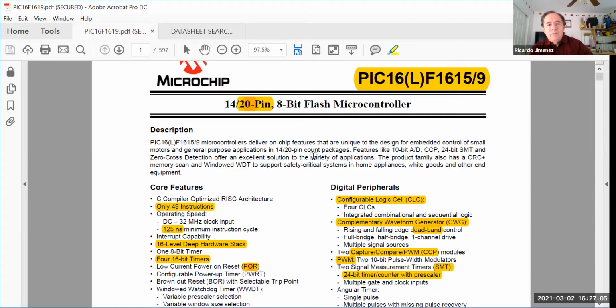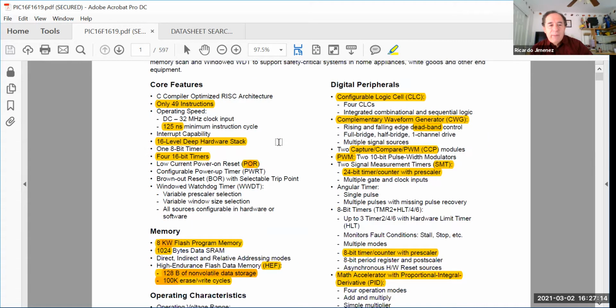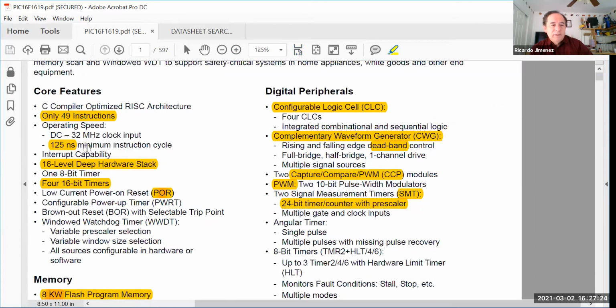So it is an 8-bit flash because it has a flash memory. These are the characteristics, the core features: only 49 instructions, 125 nanoseconds instruction cycle. This is very fast, compared with the old micros, which would require 10, 12 microseconds to perform an instruction.